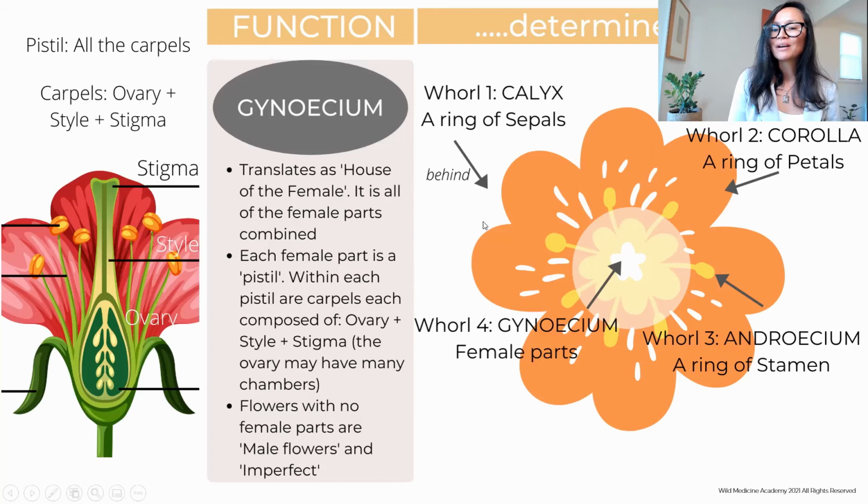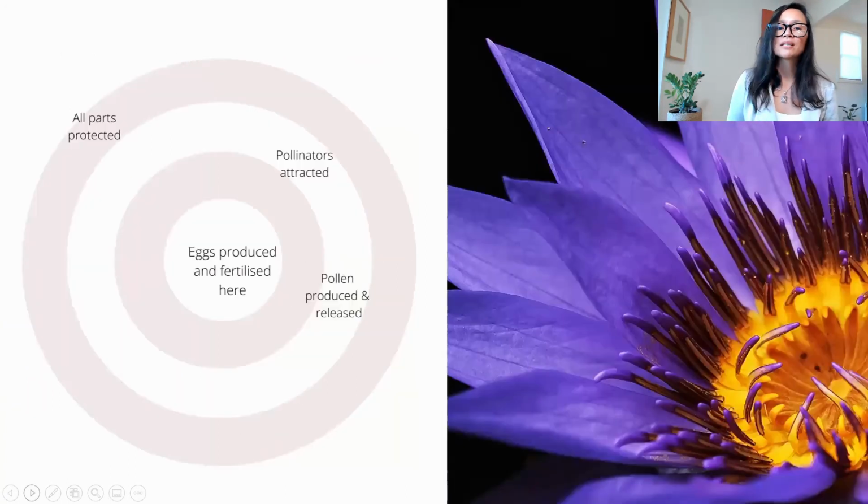So if you come over to the right-hand side, you'll see that whorl number 4, the gynoecium, is buried deep inside the flower and surrounded and protected by all of the rest of the parts of the flower. Let's just have a different perspective on this now. So let's talk about flowers as being the organs of reproduction and therefore essential for survivability of a plant.